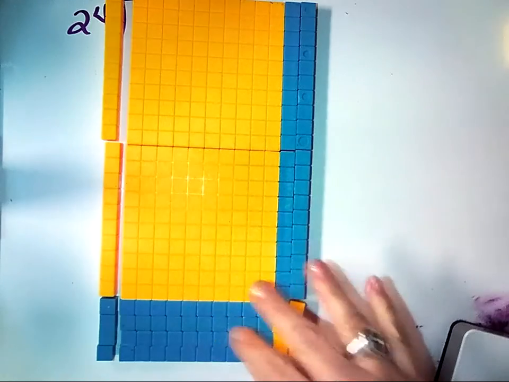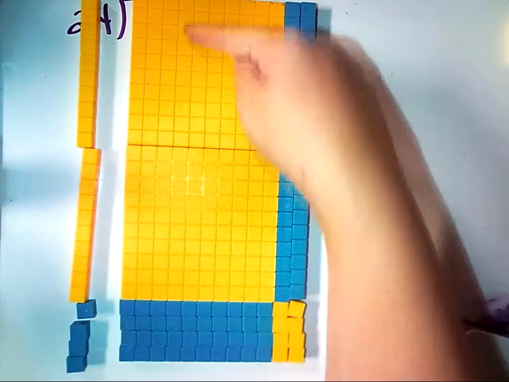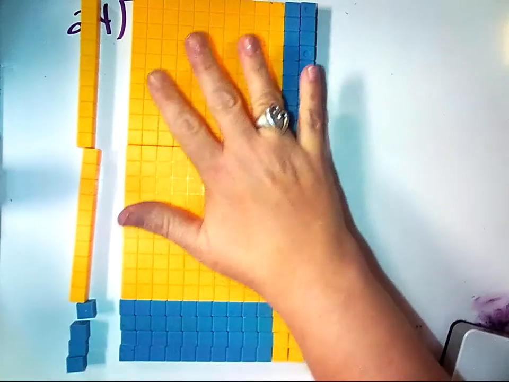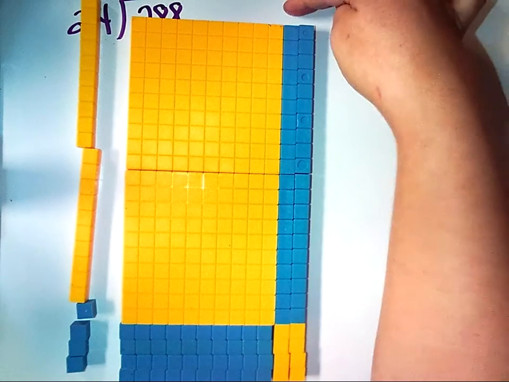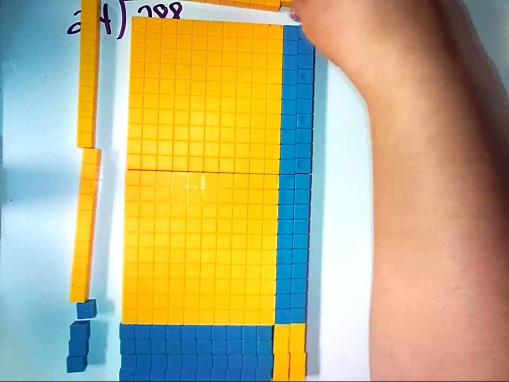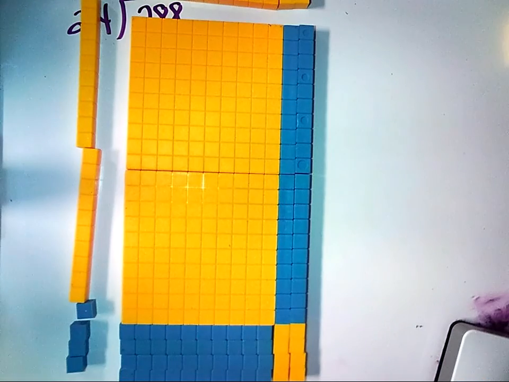So 288 divided by 24 is, go across the top here, I'll pull it down a little bit, across the top, 10, 11, 12. 288 divided by 24 equals 12.